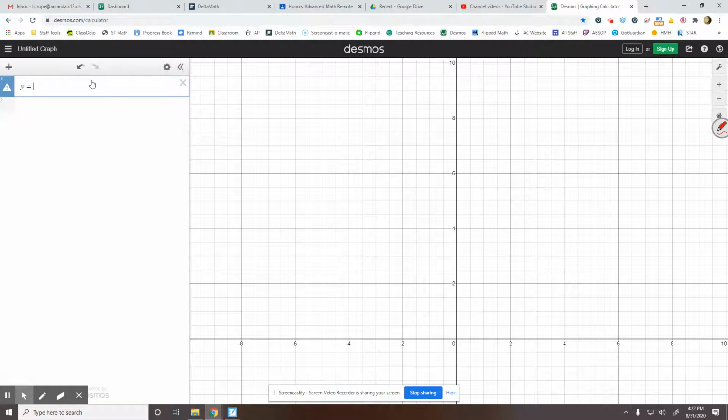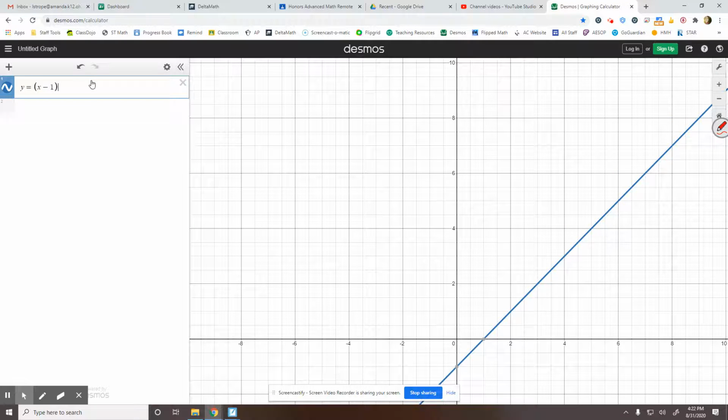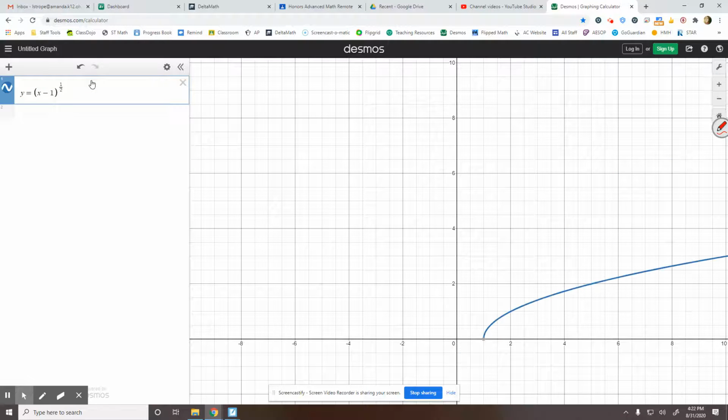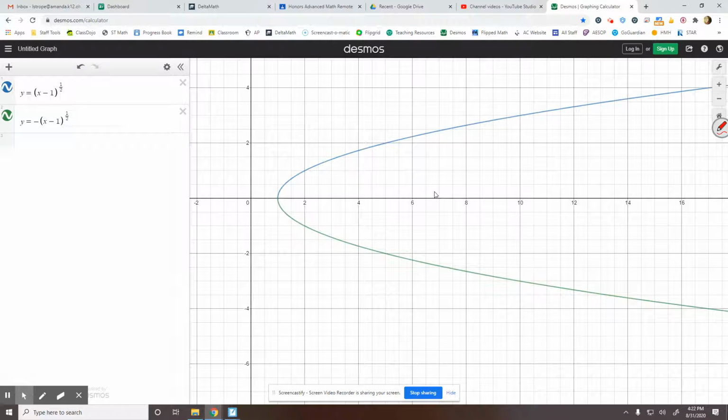Y equals, I don't know how to get square root, so I'll do it this way. X minus 1 to the 1/2 power, same thing. We can talk more about that later. And then I'm going to copy and paste, because I want the same thing again, but negative. There she be. That looks like a parabola to me, but it's been turned. It's going through 1, 0.